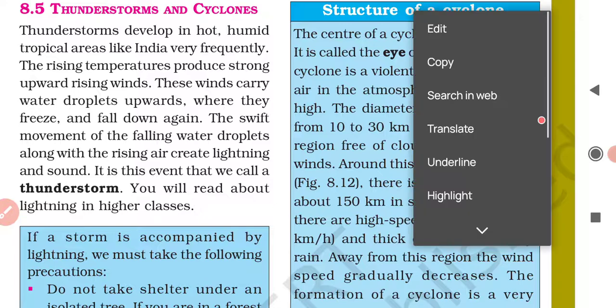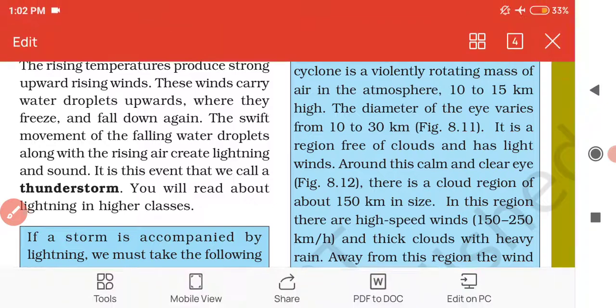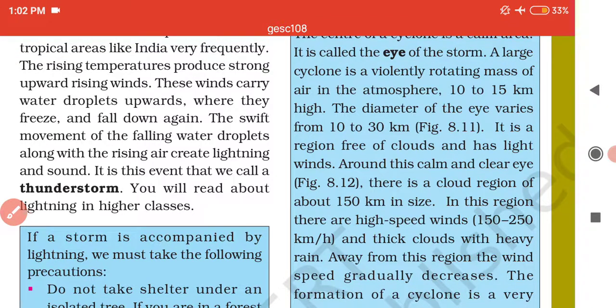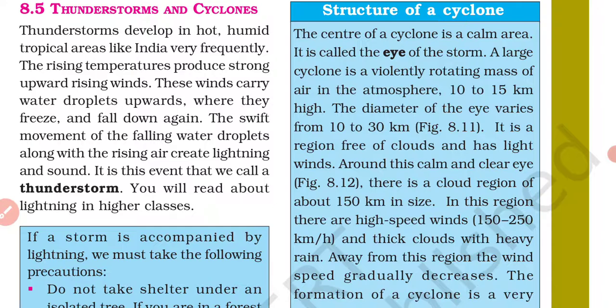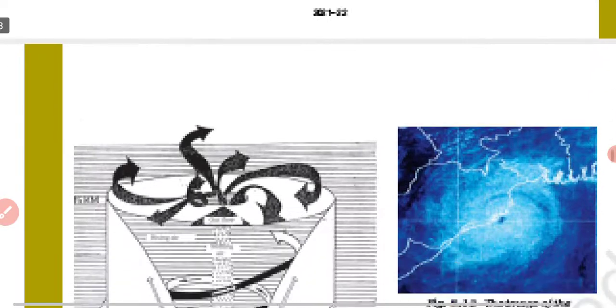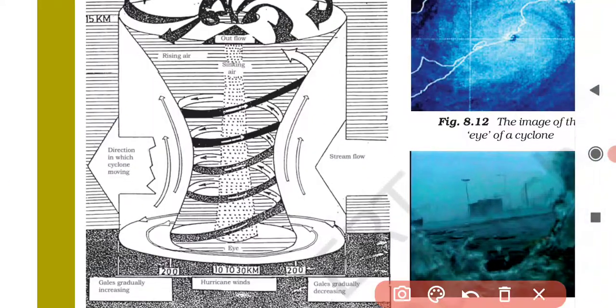Calm area here means that the area has a very low air pressure. That means the pressure of that area is very low. It is a low air pressure region. And now the diameter of the eye of the cyclone. First of all, you see what the eye of the cyclone is here. This region is the eye of the cyclone.